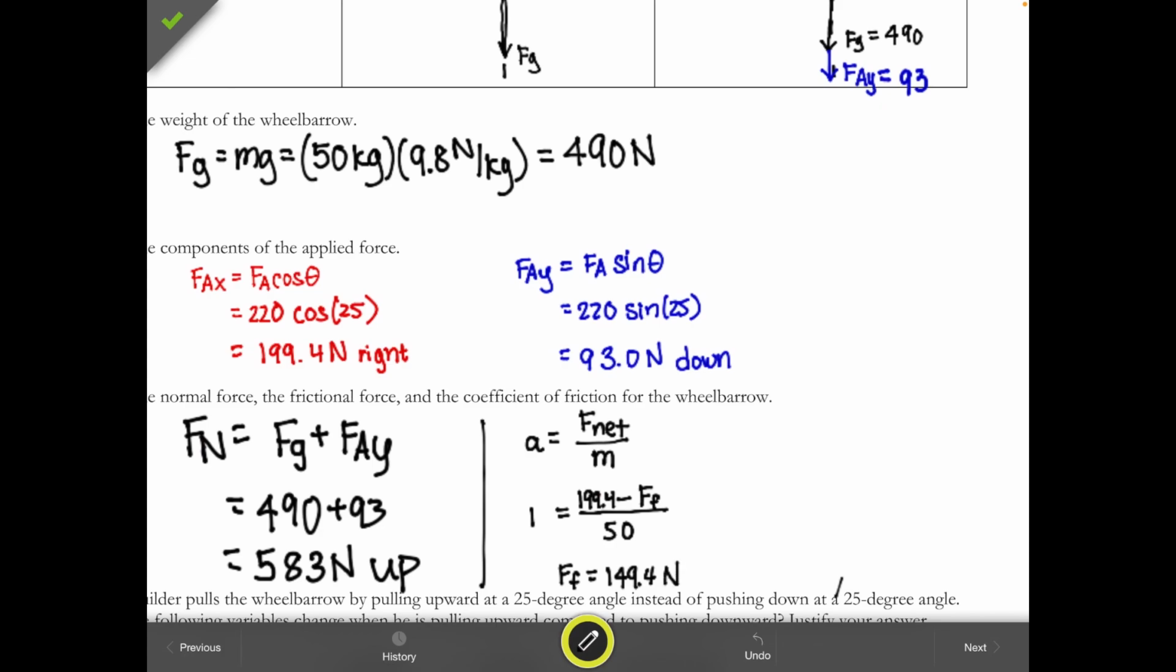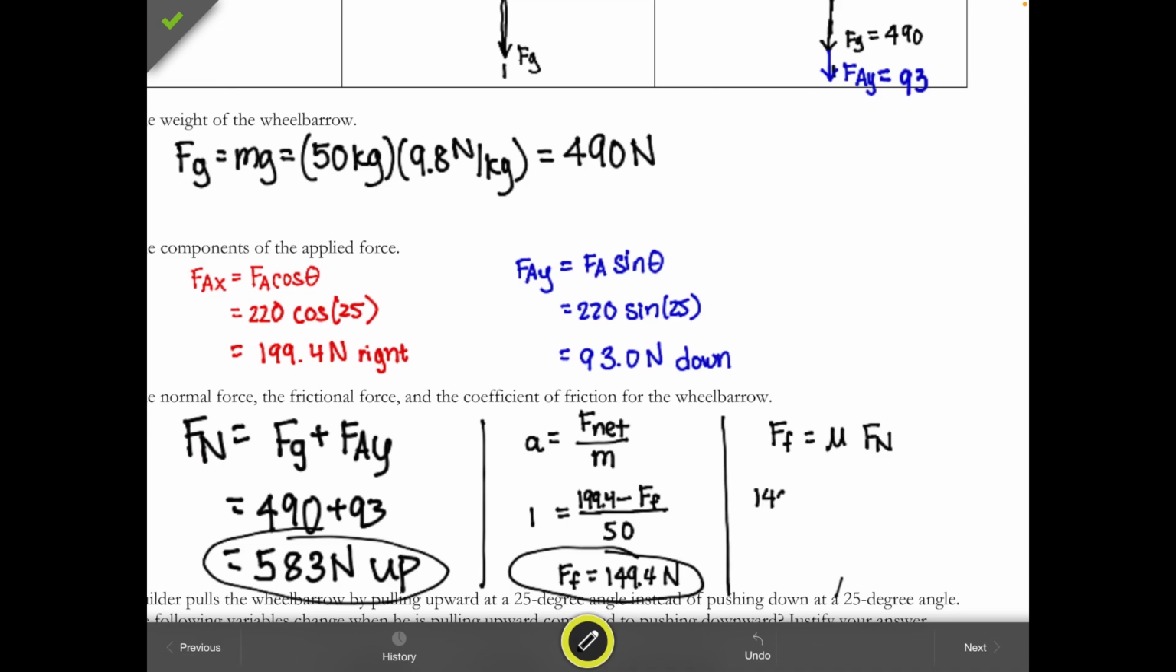Friction should be smaller than normal force. The reason I suspect friction to be smaller than normal force is the coefficient of friction is always some number less than 1 for most normal objects. So if friction was larger than normal, my coefficient would be too big. Substituting into the friction equation, I'm going to divide by 583 to the left. So my coefficient of friction is 0.26, a number less than 1, just as we expect.